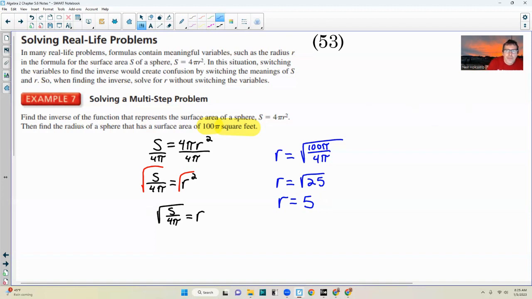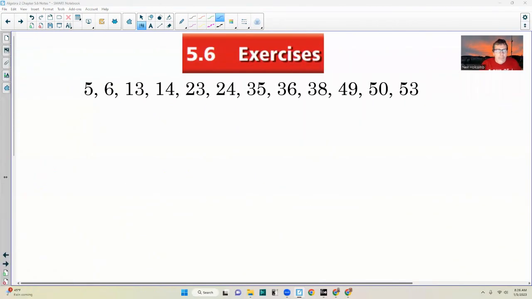So now you should be able to do problem number 53 in your exercises. Okay, that brings us to the end of chapter 5.6. These are the problems I assigned. Hopefully you're doing them as you went.